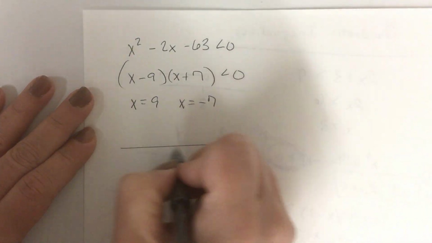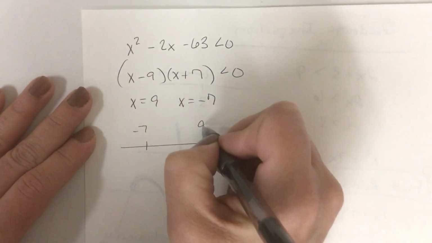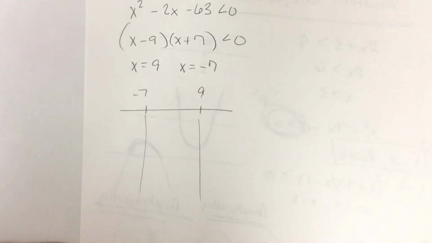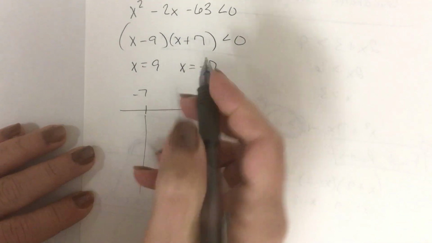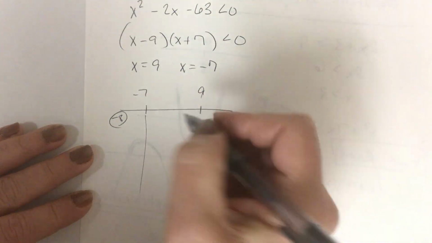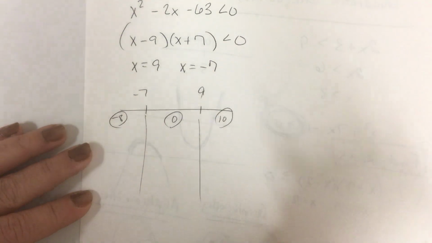Make the number line, put it in order. So if negative 7 is there and 9 goes there, then I like to do this. That way I've got kind of room to work here. So if I pick a number smaller than negative 7, like negative 8, something in between negative 7 and 9, so I'm going to pick 0. Something bigger than 9 could be 10.